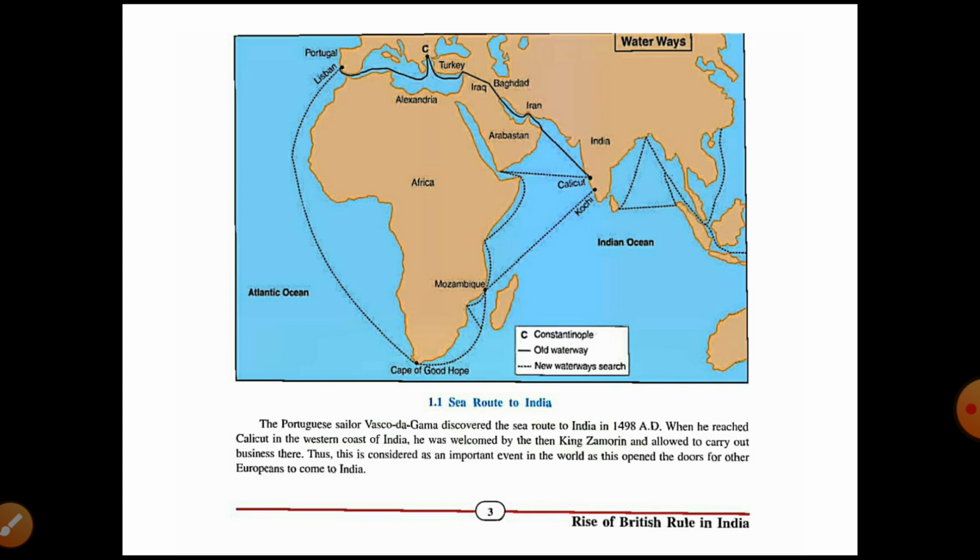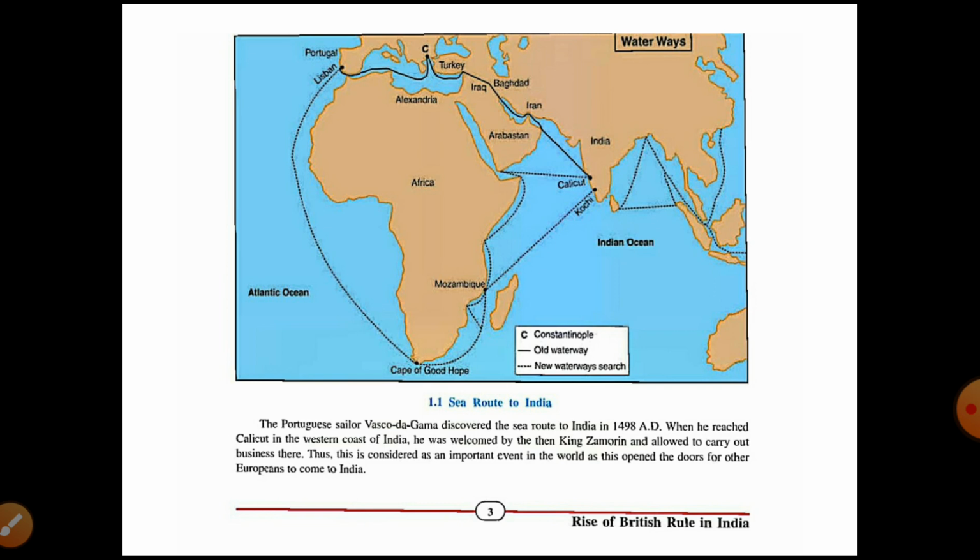The Portuguese sailor Vasco da Gama discovered the sea route to India in 1498 Anno Domini. When he reached Calicut on the western coast of India, he was welcomed by King Zamorin and allowed to carry out business there. He reached Calicut in the southern part, where King Zamorin ruled, and he allowed business to be carried out in Calicut.